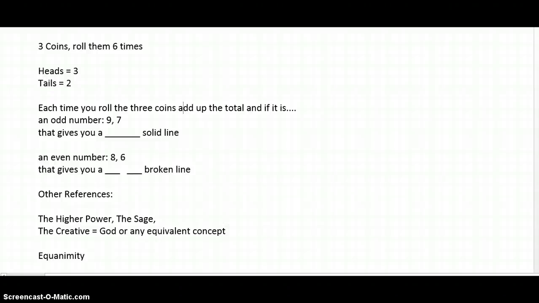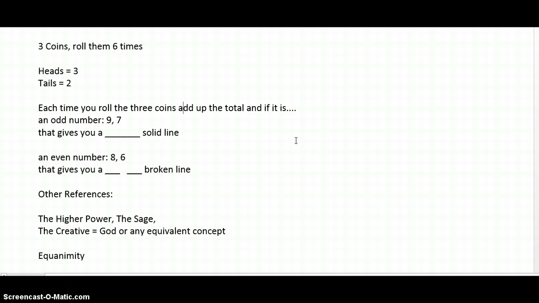So how do you do it? I think it's easier than you might think. You're just going to need 3 coins, and then you're going to roll these 3 coins together 6 times. Each time you roll the 3, you're going to give your heads a value of 3 and your tails a value of 2. You'll take the sum of the numbers, and then if you get an odd number sum, you're going to draw a solid line. If you get an even number sum, you're going to draw a broken line.